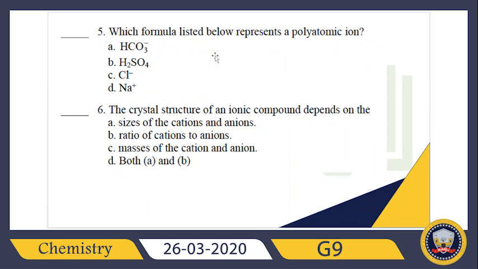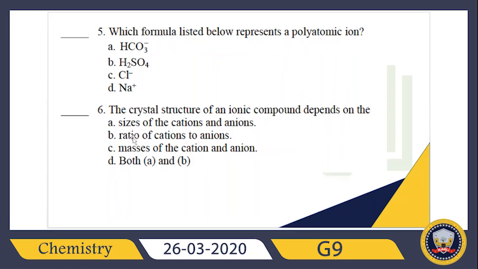Question number 5. Which formula listed below represents a polyatomic ion? Now you should know, polyatomic ion means an ion with more than one atom. So is it A, B, C, or D? You see, C or D, one atom. So it's not. A or B, it's obvious. B is not an ion, so the answer is A.